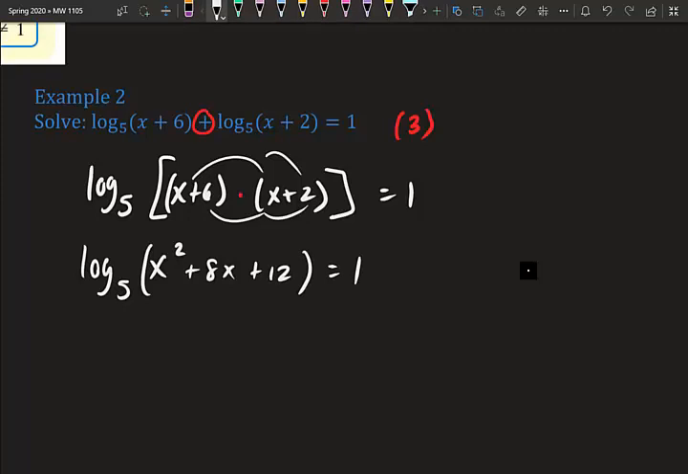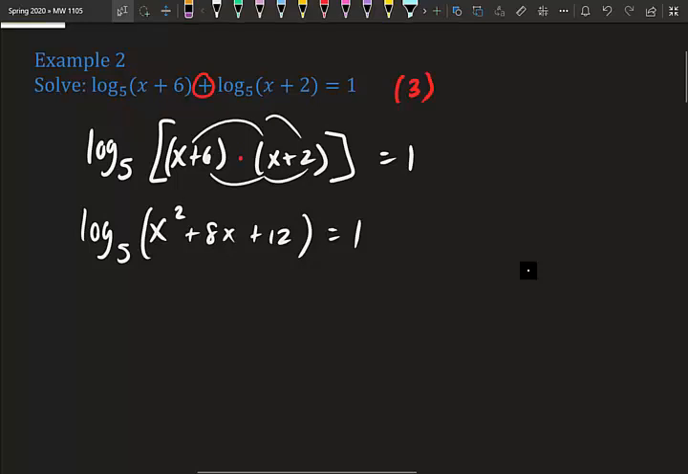Alright, now that we're here, we only have one logarithm. Whenever you have one logarithm, switch it to exponent. You see we only have one logarithm here. The whole thing is only one logarithm. So switch it to exponent. So we have 5 to the power of 1 equals x squared plus 8x plus 12. We know what 5 to the power of 1 is. It's 5.